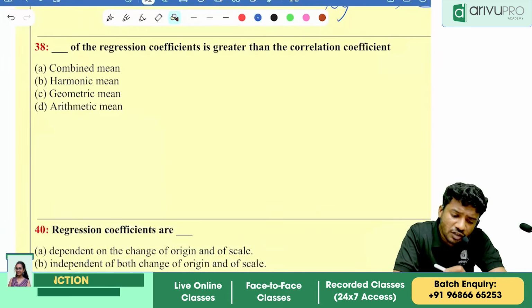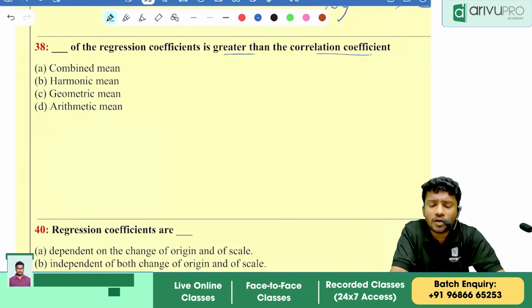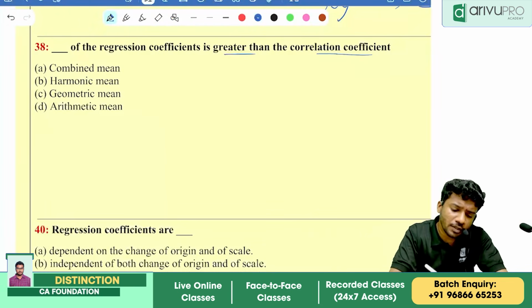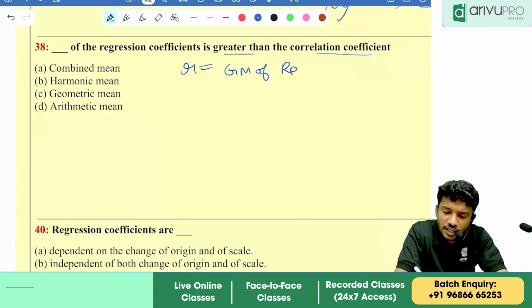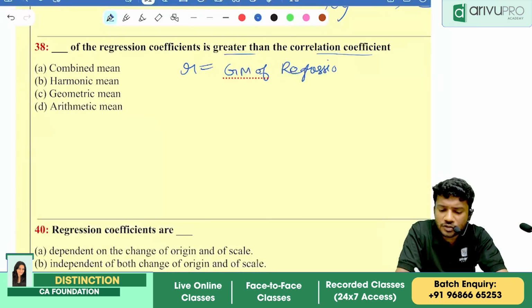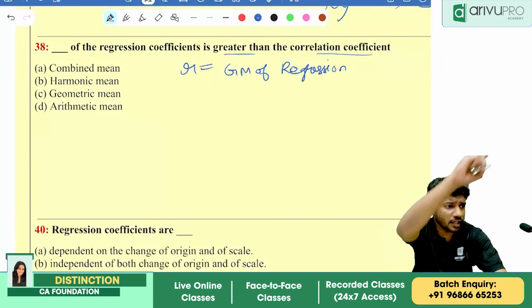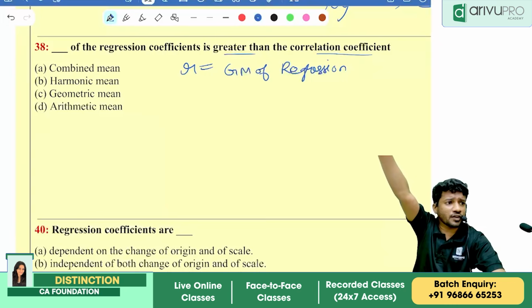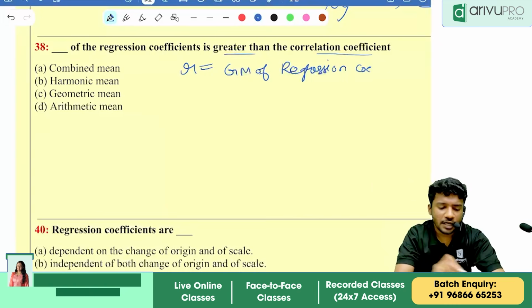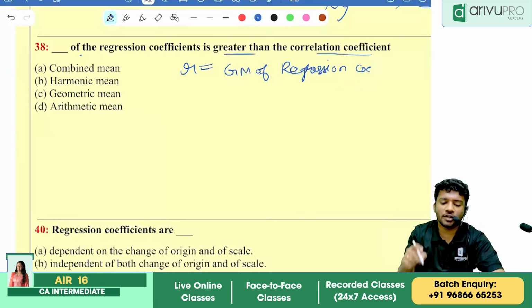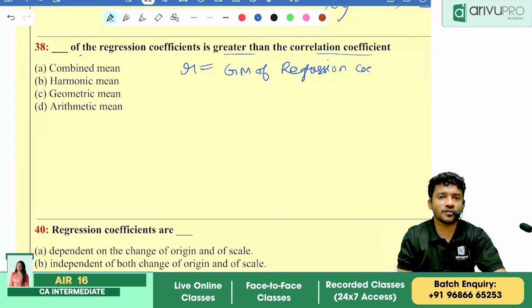Dash of regression coefficient is greater than correlation coefficient. First of all, the correlation coefficient is what? Geometric mean of what and what? Regression coefficients. Correct? How do you know it is the geometric mean? You just study the formula. Root of bxy into byx. Regression coefficients. Now you tell me. Dash of regression coefficient will be greater than correlation coefficient.